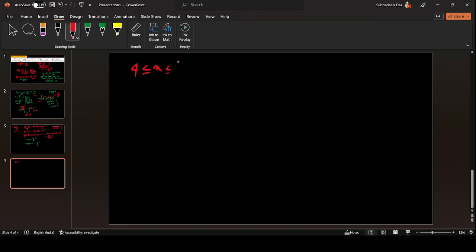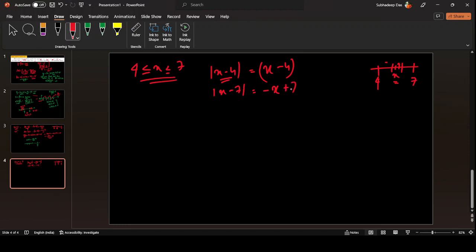So we consider another region, 4 less than x less than 7. So x lies between 4 and 7, for which we can see that mod of x minus 4 would be x minus 4 itself, a positive number because x is greater than 4. But x minus 7, if x lies here, x is less than 7, so x minus 7 would be negative, and it gives us minus x plus 7.